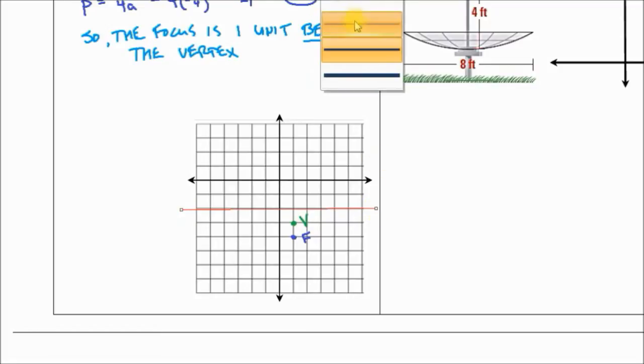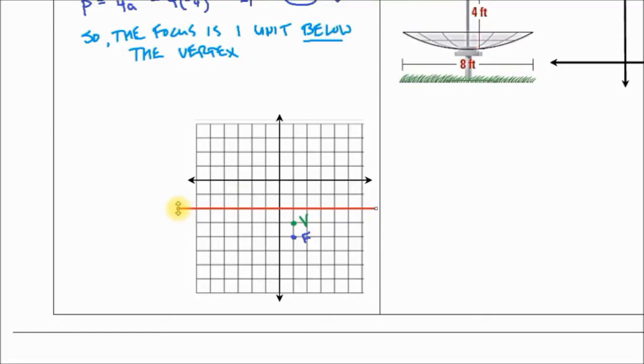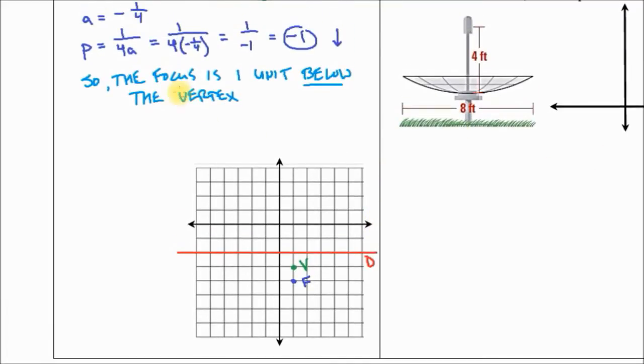So this must be our directrix. And I'm just going to label that as D. That's good enough. Our directrix is D. Okay, so we have labeled our, let's make a note here, directrix. This will be good for you guys to be able to reference.